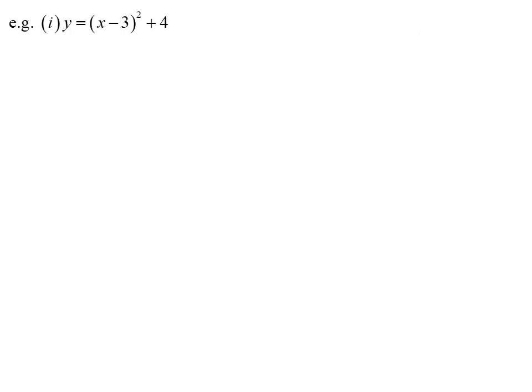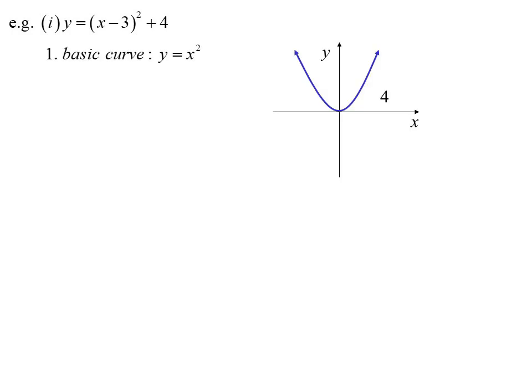If we have something like this then, we look at it and we first of all try and identify what basic curve it is, and we see it's y equals and the x is squared. Sure, there's other things happening there, but the y is x squared. So we know the basic curve is our parabola y equals x squared. The question becomes, what have we done to it?